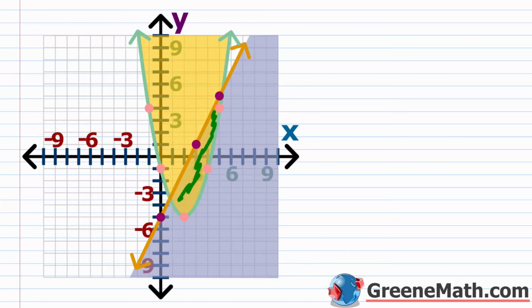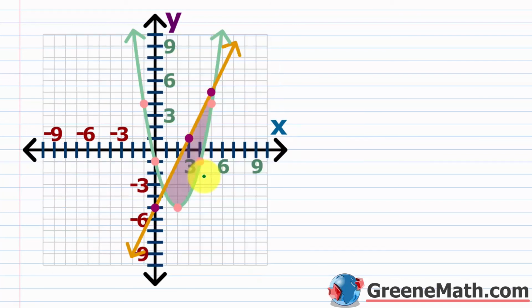And I've made a better graph so that we can see this more cleanly. You see this area here that's highlighted is below the orange line and still inside of your parabola. So that satisfies both inequalities of the system, and so it's your solution.